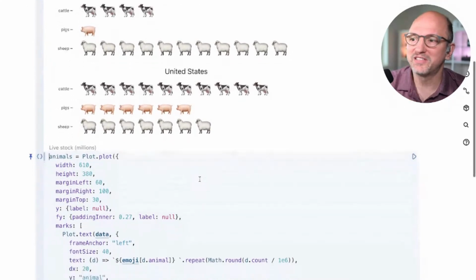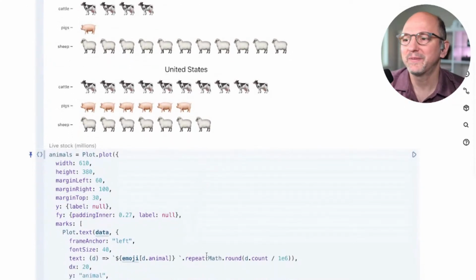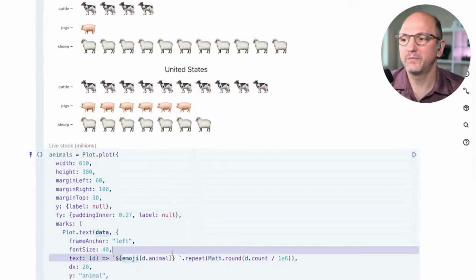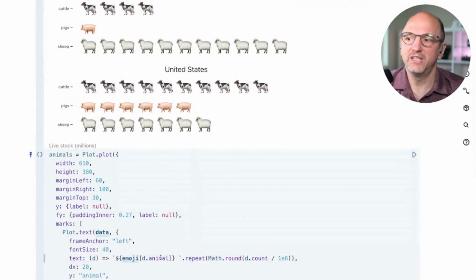But what's fun about this, I just took this from the Plot documentation, is that there's a bit of a trick here, because Plot also doesn't actually want to do this repetition of marks, but you can get around that by using a text mark. So text is also a mark type in Plot, and then just making a string that repeats that animal. So this basically grabs the animal from an array that has the emoji in it, and then looks it up by name, and then repeats it the number of times that you want.